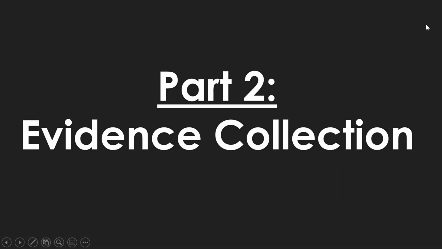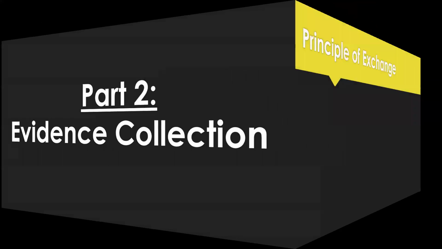All right, part 2 of chapter 2. So the first part was all about crime scene investigation, the CSI team, the job descriptions. Part 2 is all about evidence collection. So this part's pretty short as well.